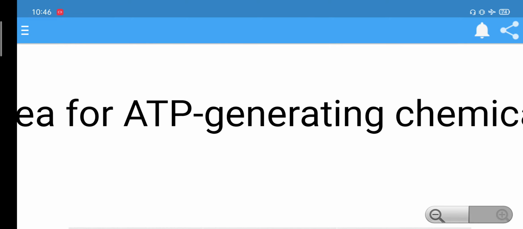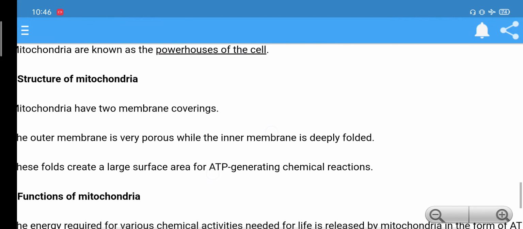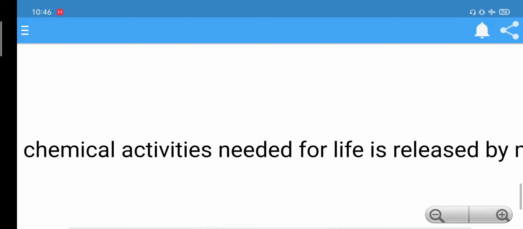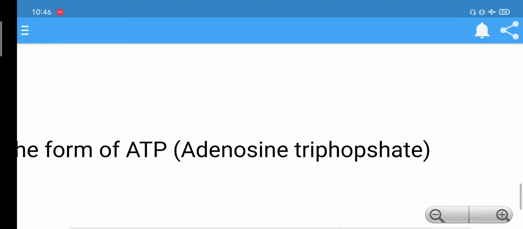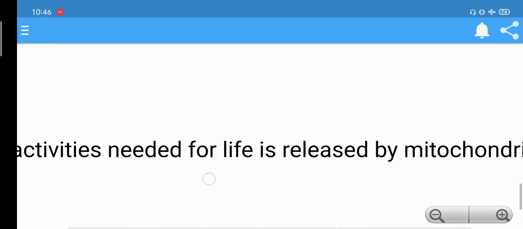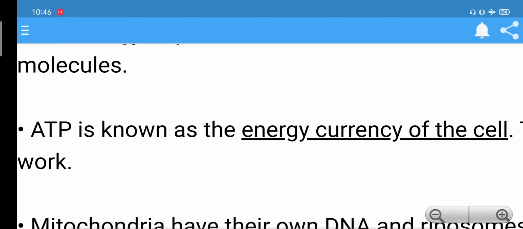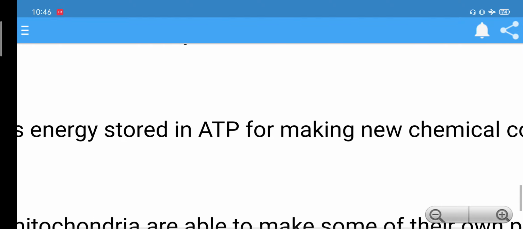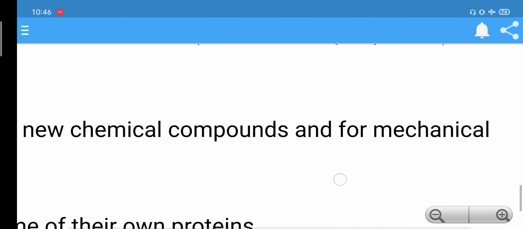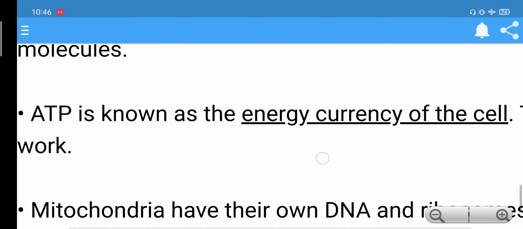ATP is adenosine triphosphate. It is energy giving. When food is broken down, the energy is given by ATP molecules. As mitochondria are the powerhouse, they are required in various chemical activities needed for life, releasing energy in the form of ATP. ATP is known as the energy currency of the cell. The body uses energy stored in ATP for making new chemical compounds and for mechanical work.